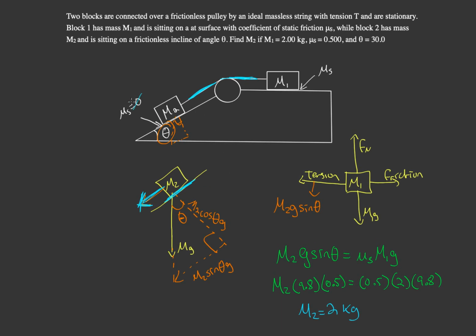Say we added static friction to M2. Could we increase the mass of M2? Well, of course, because now not only do we have a tension force pointing this way that's keeping M2 from sliding, but we also have static friction going against the direction of M2g sine theta that's keeping it up. So we can actually increase the maximum M2 given that this incline had a static coefficient of friction.